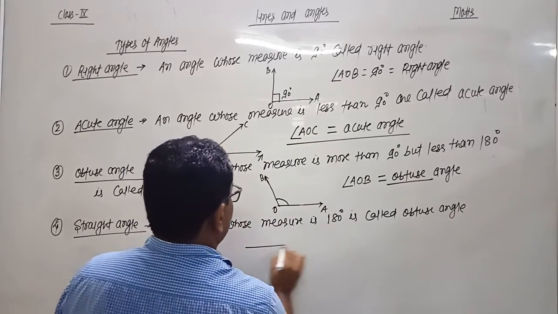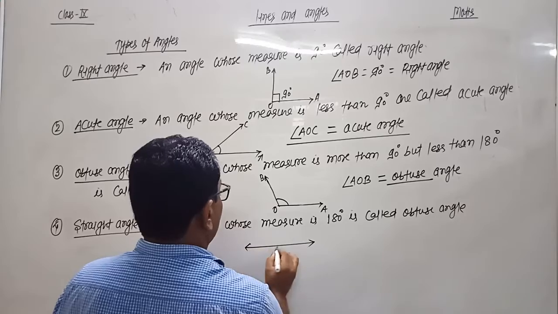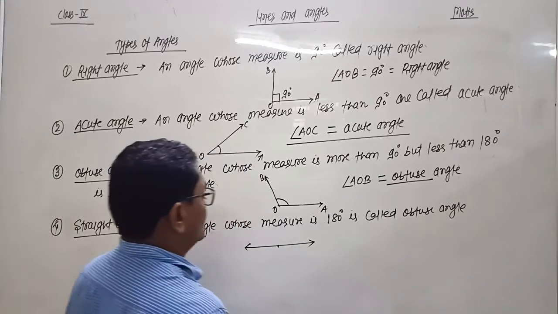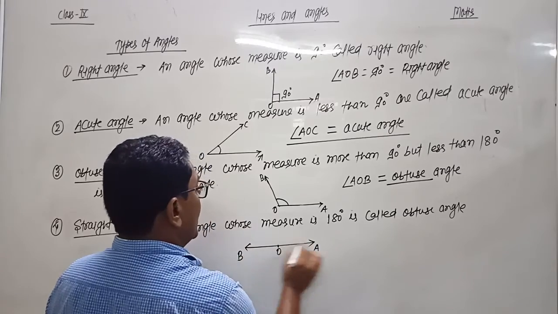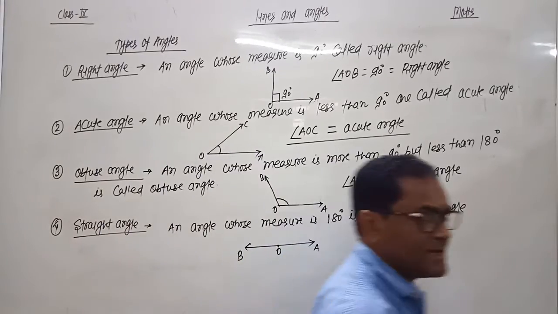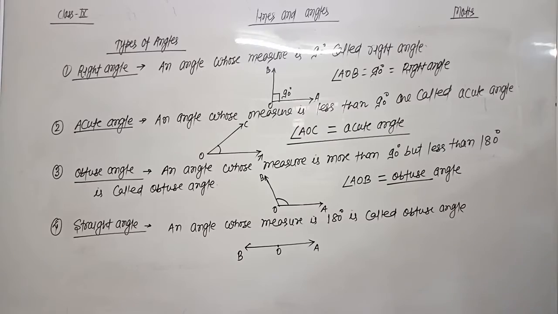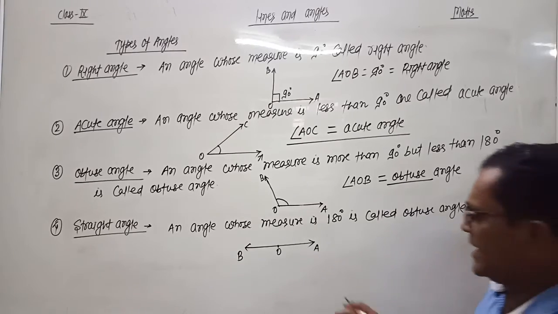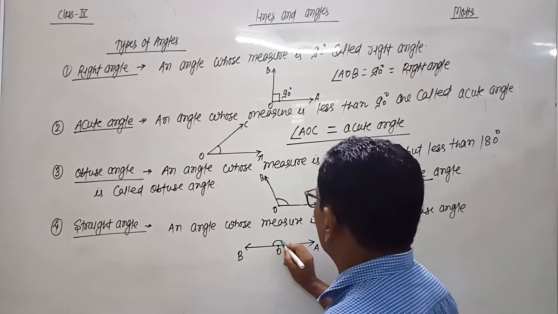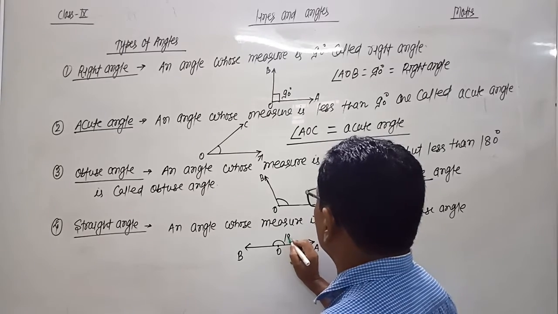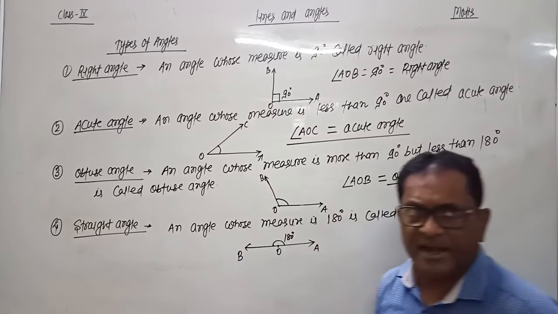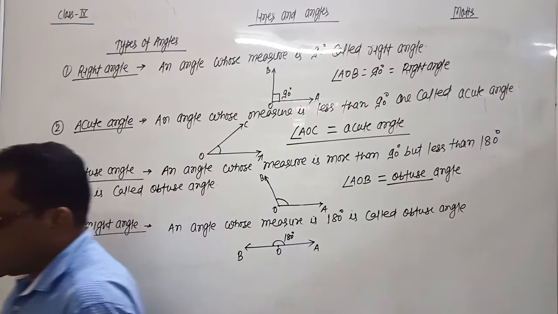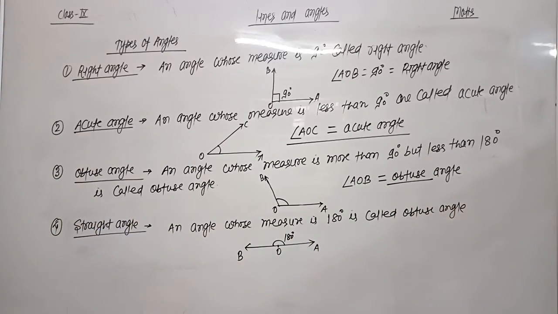A straight angle is made by two opposite rays. Suppose there are two opposite rays, OA and OB. They are directly opposite rays, so they form a straight angle. The angle formed by two opposite rays is 180 degrees. So this is called a straight angle.